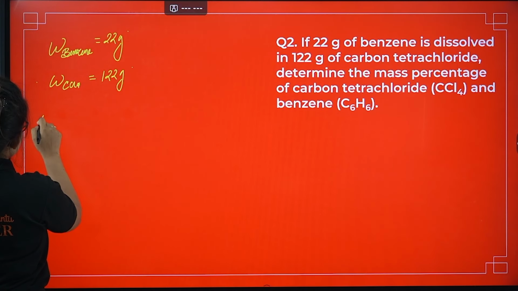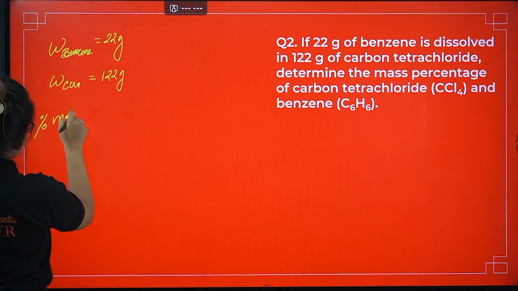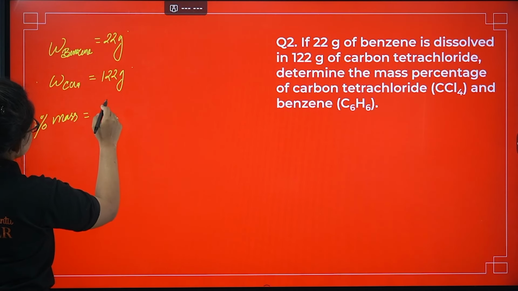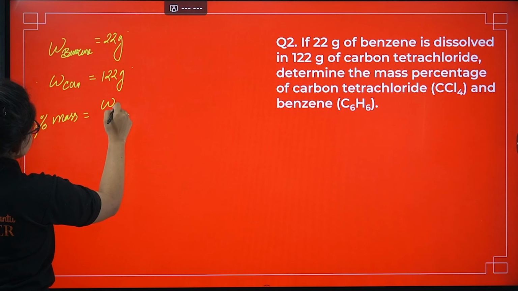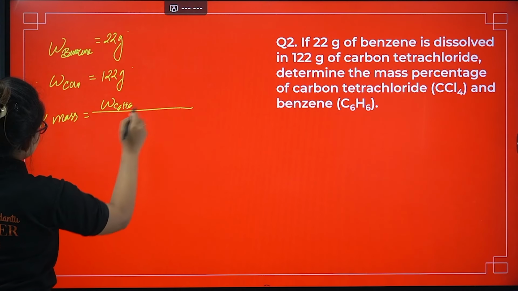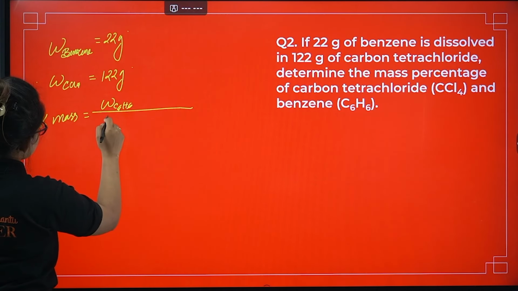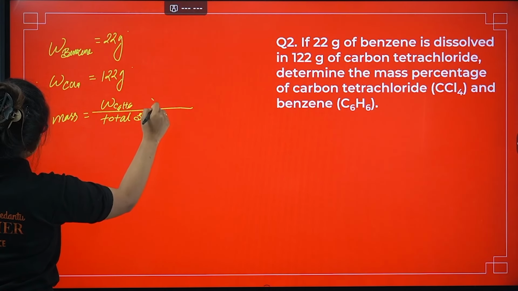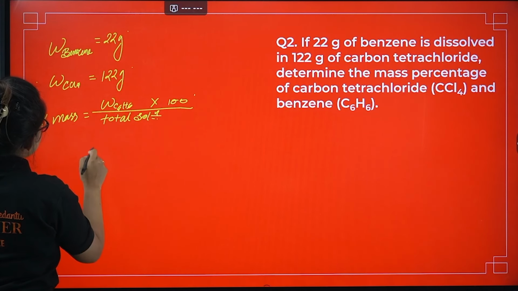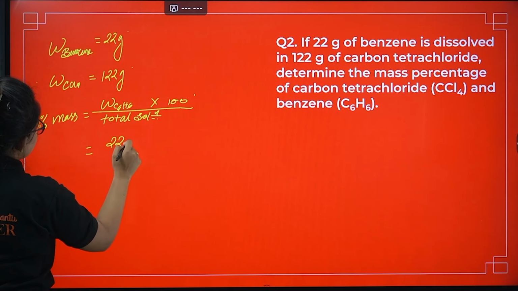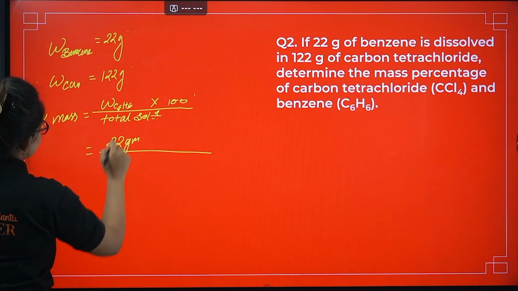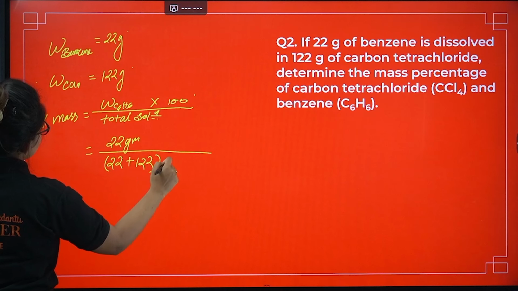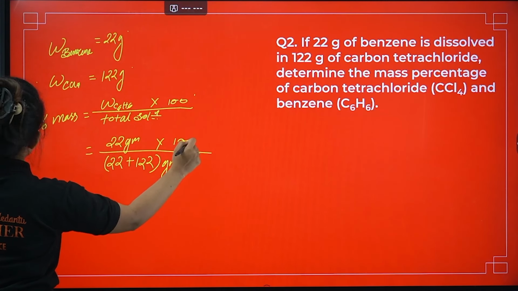Okay, so percentage mass, if you want to find out, that is going to be mass of benzene divided by total mass of the solution, into 100 here. Okay, so mass of benzene is how much? 22 gram. Now here total solution, how much will you get? 22 plus 122 gram, into 100.